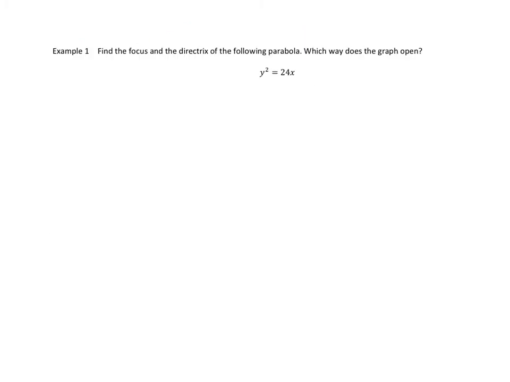Okay, so let's apply this in example 1. Find the focus and the directrix of the following parabola, and which way does the graph open? So to start with, I'm seeing this as an x equaling a y squared. So I'm going to say, maybe I'll write it as 4 times p times x is equal to y squared. So there's two options for your graph. It's either going to open to the right or it's going to open to the left. And that depends on where the focus is. So let's find that. Where is the focus of this thing?